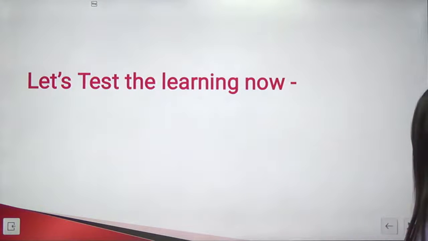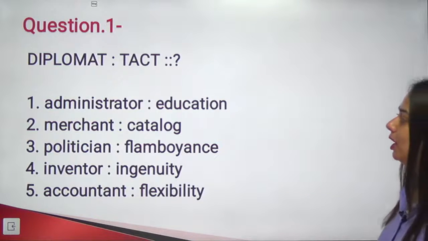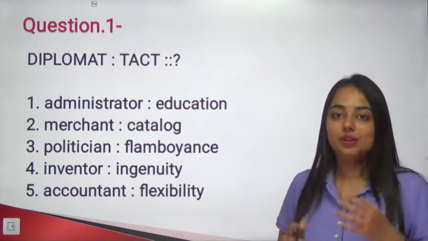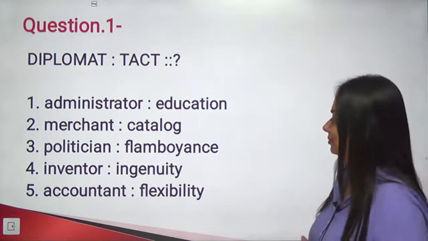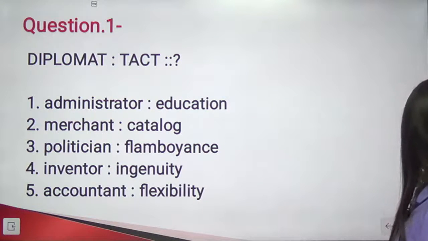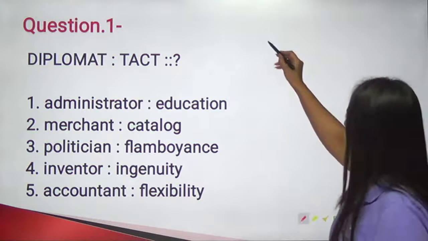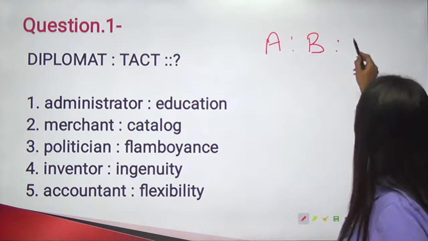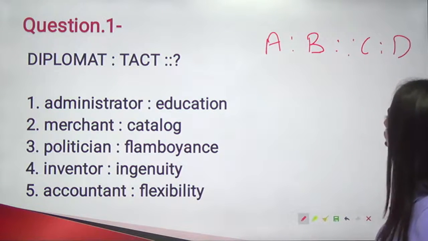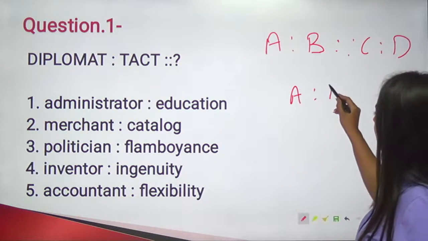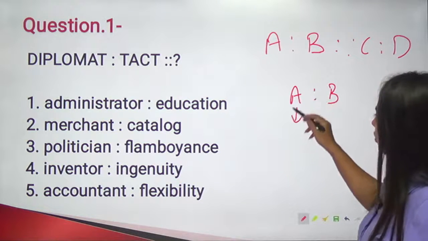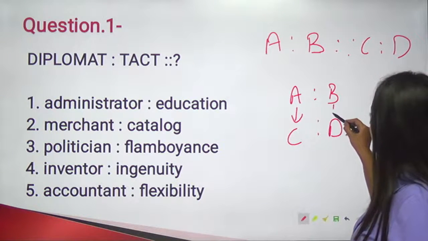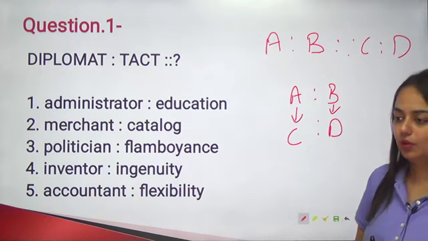Let's see this now. Let's test your learning. Diplomat is to tact. Similarly, what should be similar to the other thing, the other variable? Now this is the form of A. This is horizontal analogy. A is to B. Similarly, C is to D. So whatever the role A performs, C should be doing the same, and it should be related to C. Whatever B is doing should be related to D. What should the relationship be?